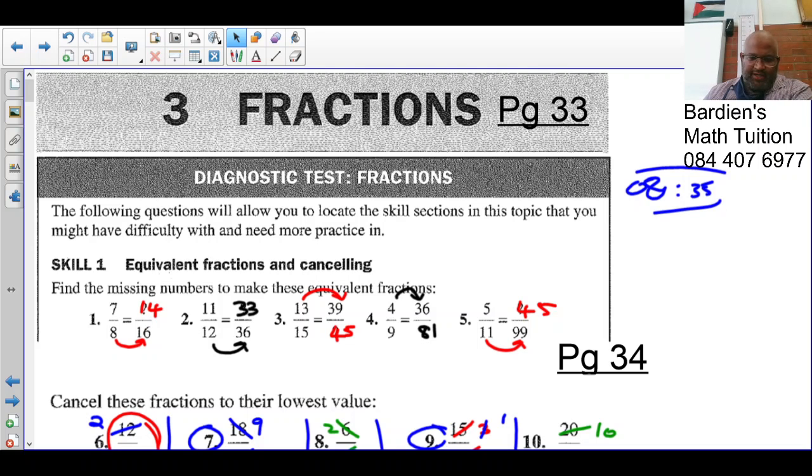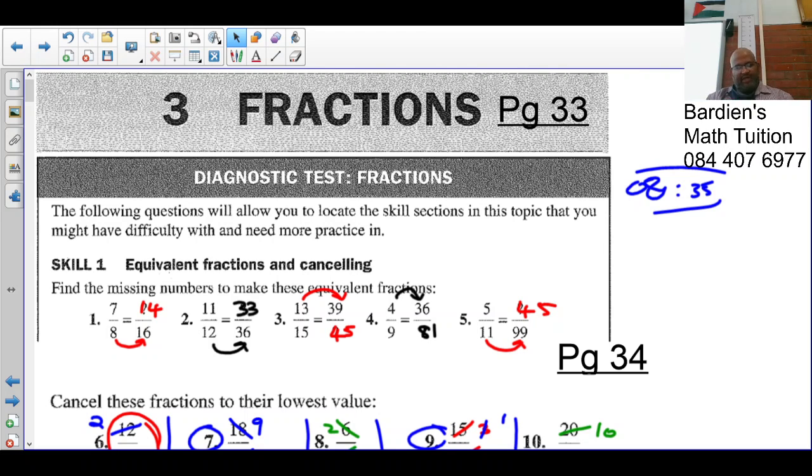So at this point we had some homework. The homework was on page 47, skill 5 and 6, I think. Page 47, skill 5. Here we go.